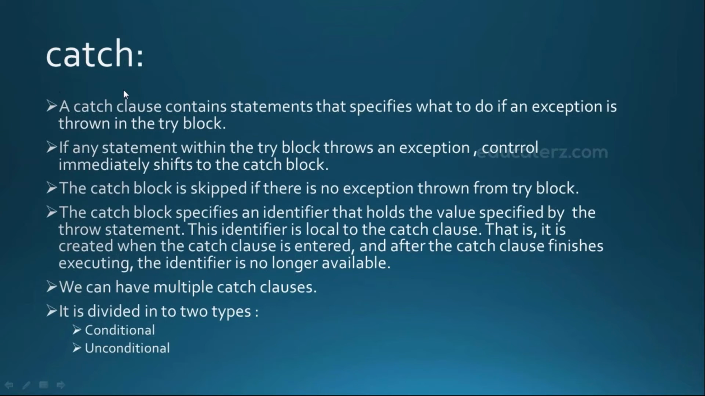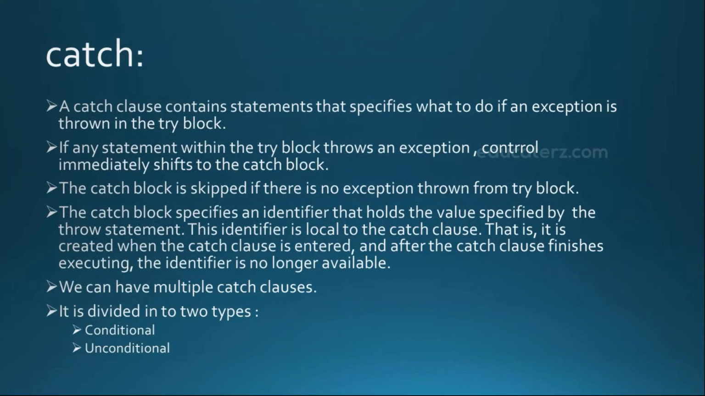So coming to catch. A catch clause contains statements that specify what to do if an exception is thrown in the try block. If any statement within the try block throws an exception, control immediately shifts to the catch block. Let's say for example within the try block we have 10 lines of code. If the exception is thrown at the fifth line, it will stop executing the remaining lines and the control shifts to the catch block.